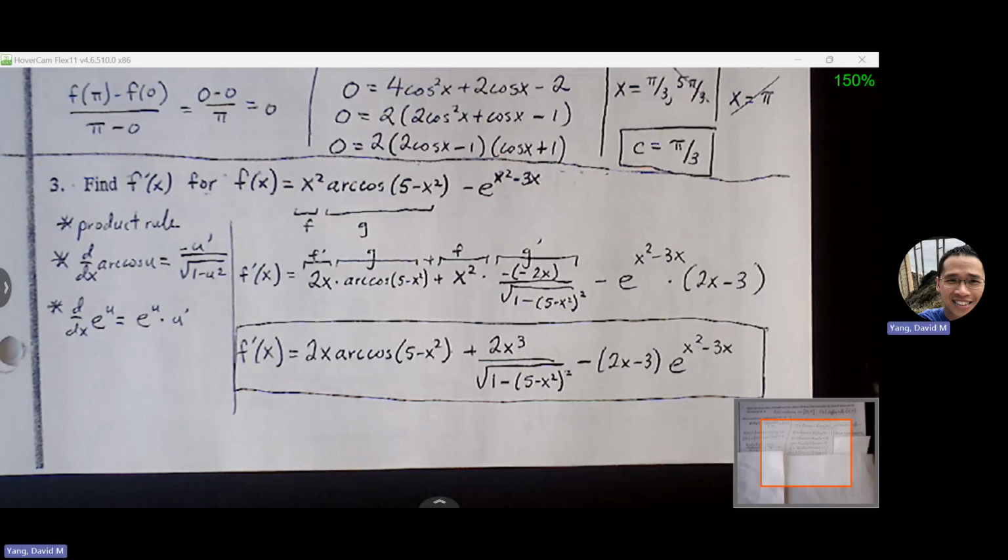F prime g plus f g prime. x squared becomes 2x, g stays the same, f stays the same, g prime, arc cosine of u becomes negative u prime. We got to keep track of our negatives here. The negative is from the rule, the negative 2x is from the u prime, all over square root of 1 minus u squared, minus e to the u times u prime. You can leave your answer like this. I just decided I want to clean up that f and g prime into one fraction, but you don't have to.